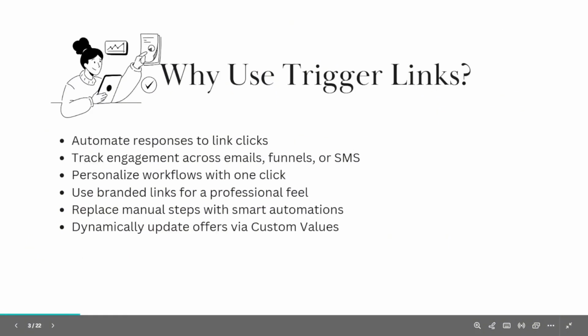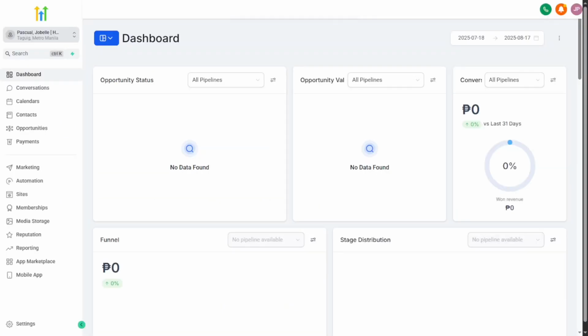So why use trigger links? Now, why should you use trigger links? First, they help you automate responses based on what your contact clicks. You can track engagement across emails, funnels, or even SMS. With just one click, you can personalize the entire workflow. You can even use branded links for a more professional look. They replace repetitive manual steps with smart automations. And yes, they work great with custom values, so you can update offers dynamically. Using trigger links can save you hours and hours of manual work and keep your campaigns running smoothly, all with just one click. Now, let me show you how to set it up.